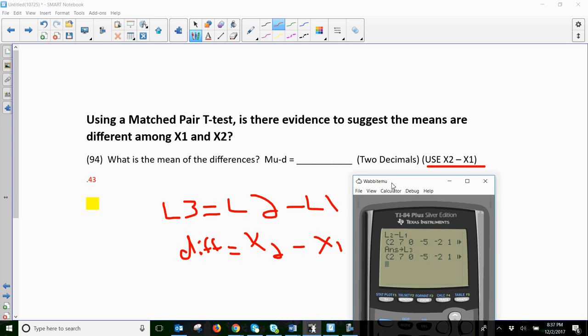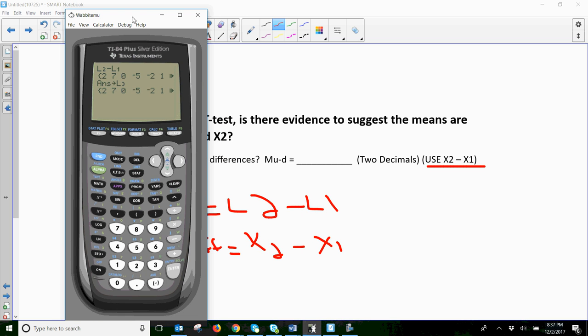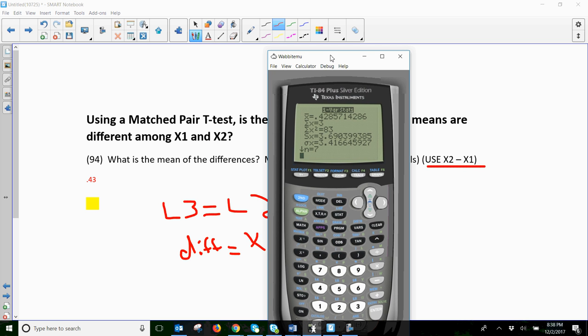So it wants to know what is the mean of the differences. So really what we're going to do is run one variable stats on list 3. So let's go ahead and do stat, calculate, one variable stat, and let's change this to list 3. Second stat, list 3. All right, so here, this gives me my x bar, which is the mean of the differences. Rounded to two decimals, that's going to be 0.43.